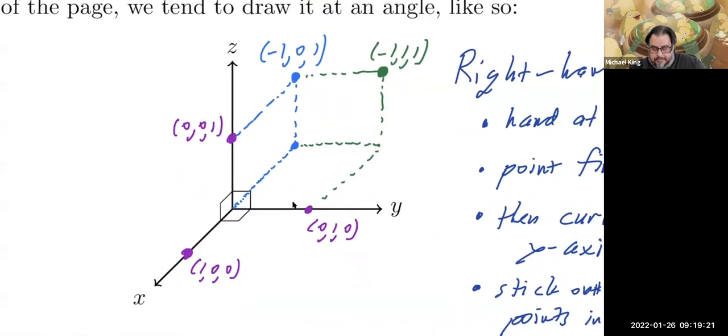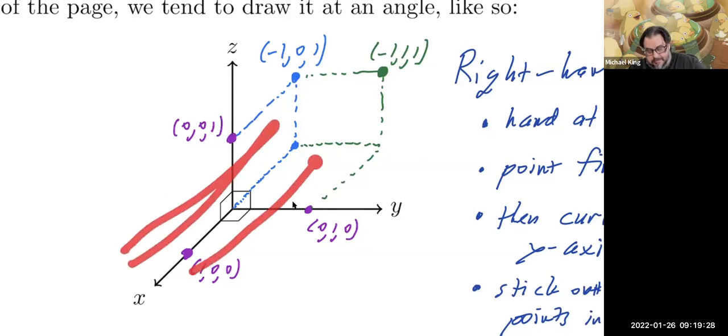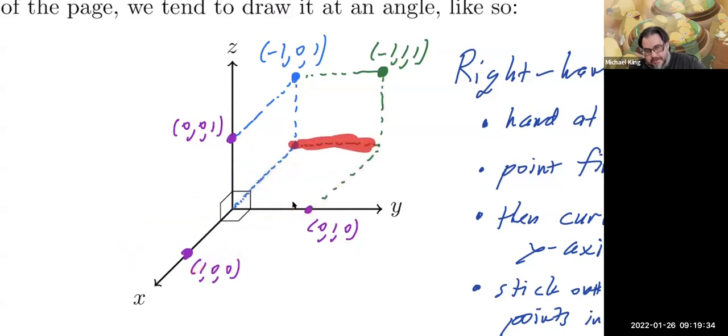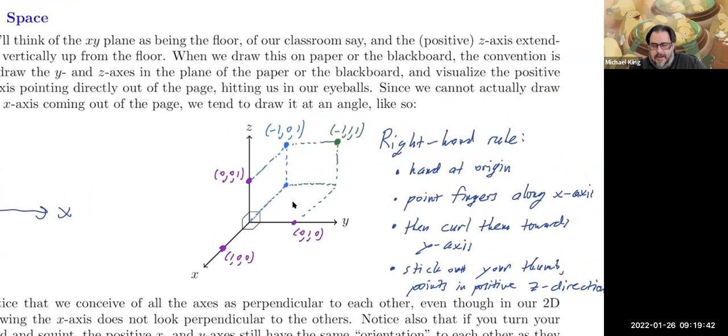Right, because anything parallel to the x-axis is anything kind of in this direction. So these lines are along the x-axis, and then this is in the y direction, that's in the y direction, and then these are in the z direction. So you can locate points that way.